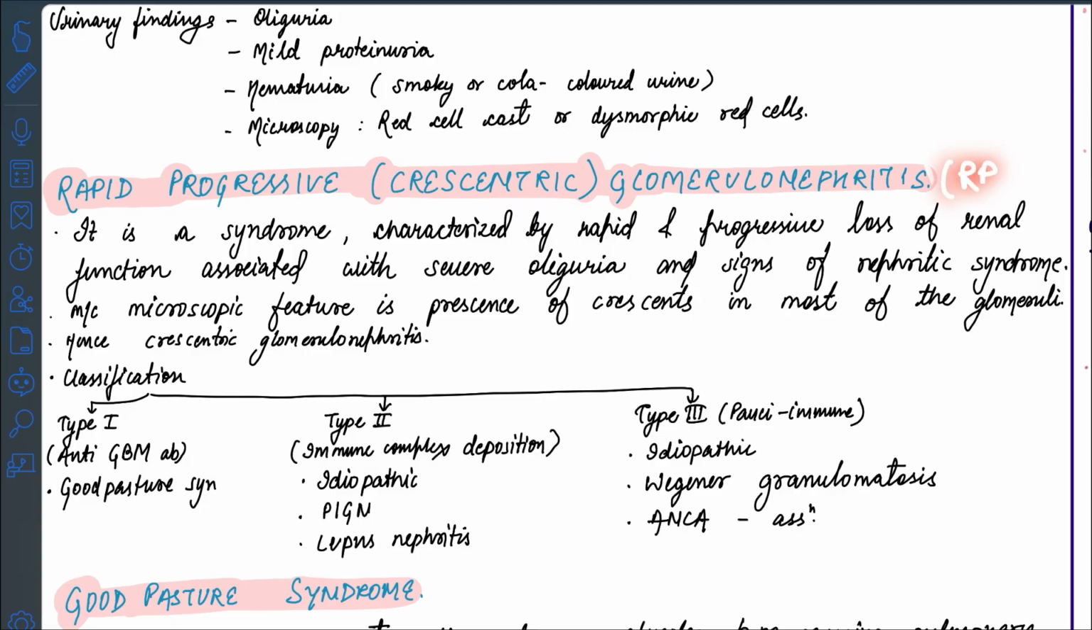So it is also known as RPGN. It is a syndrome which is characterized by rapid progressive loss of renal function, which is associated with severe oliguria and signs of nephritic syndrome. So there will be a severe oliguria and all the signs जो कि अभी हमने nephritic syndrome में देखा है, they are also associated with this. The most common microscopic feature here is the presence of crescent in most of the glomeruli. Hence, it is also known as crescentic glomerulonephritis.